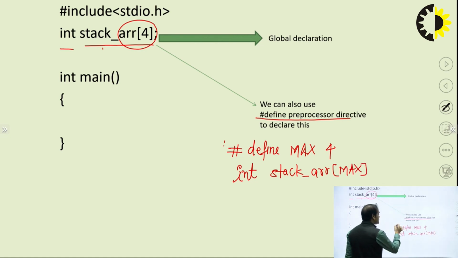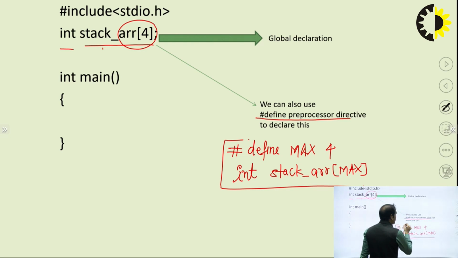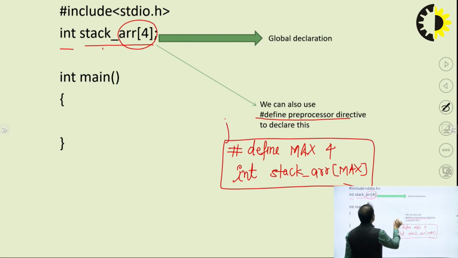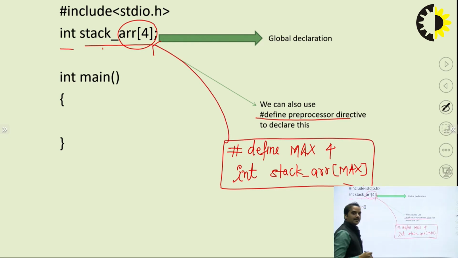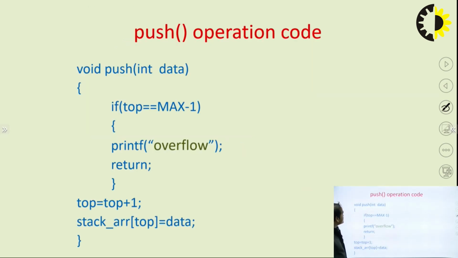This type of declaration is also used here in place of this code. We want to show the next slide. This is the push operation code, the programming part of the implementation. Now we want to push an element into the stack.